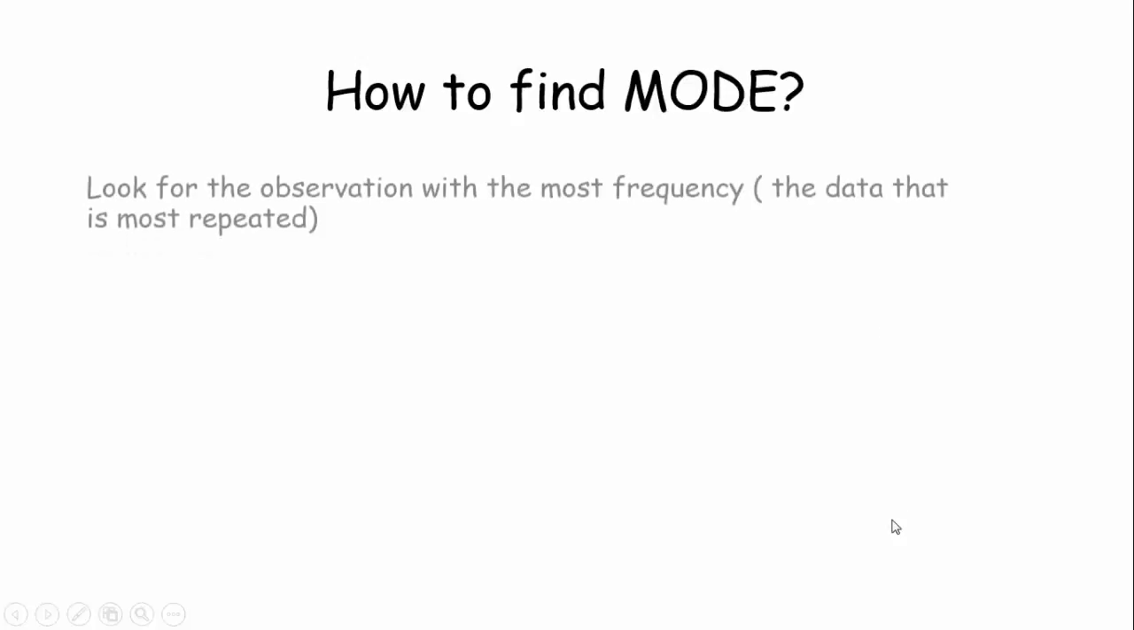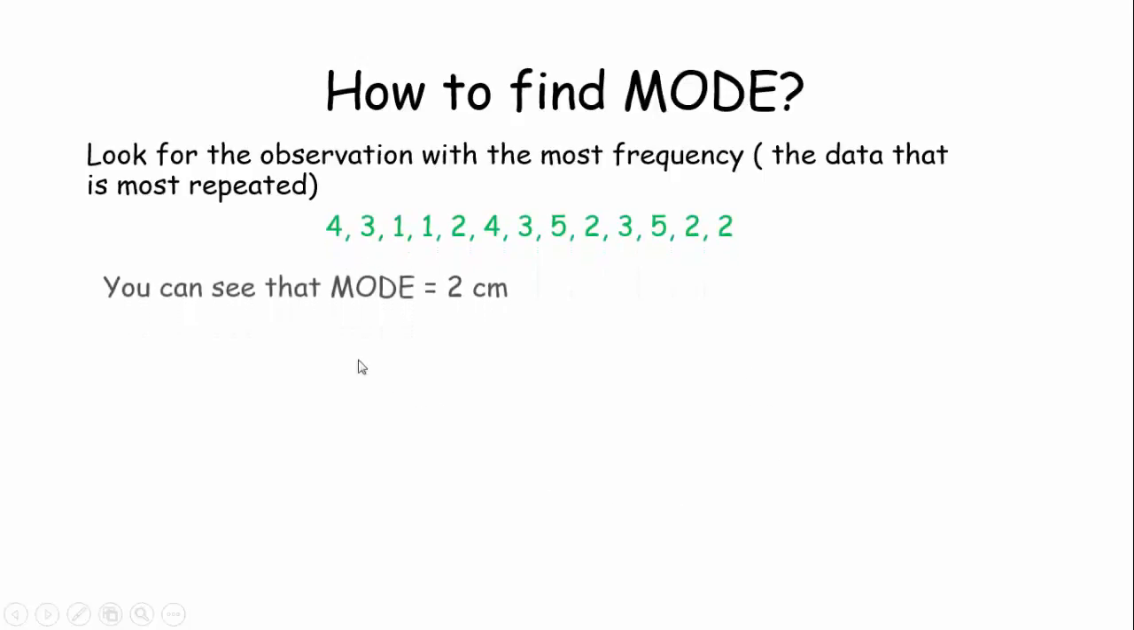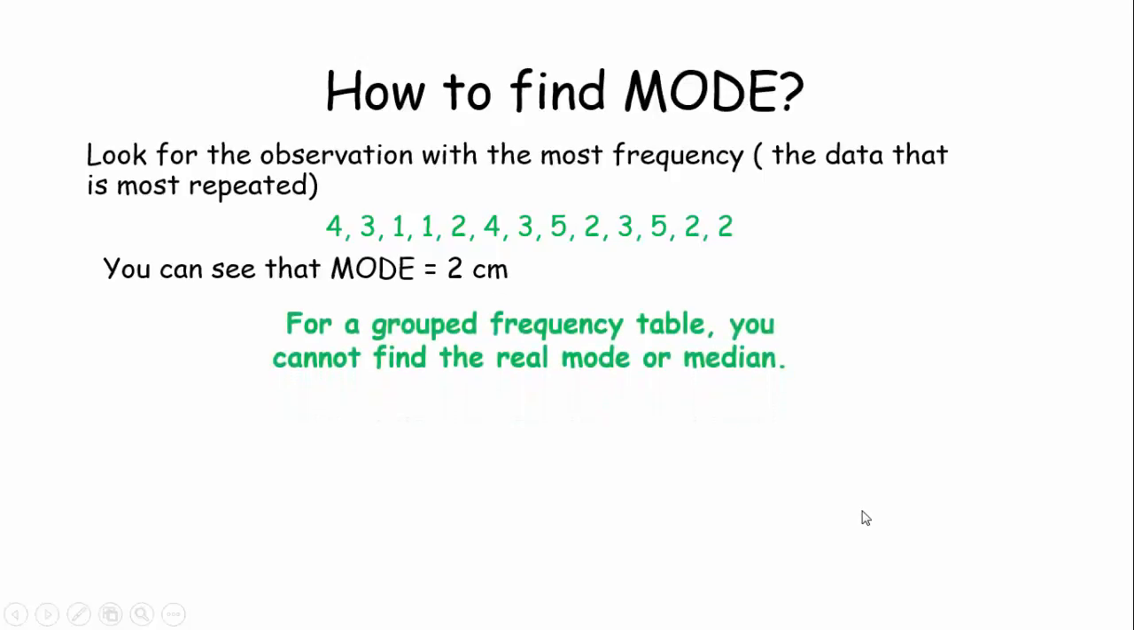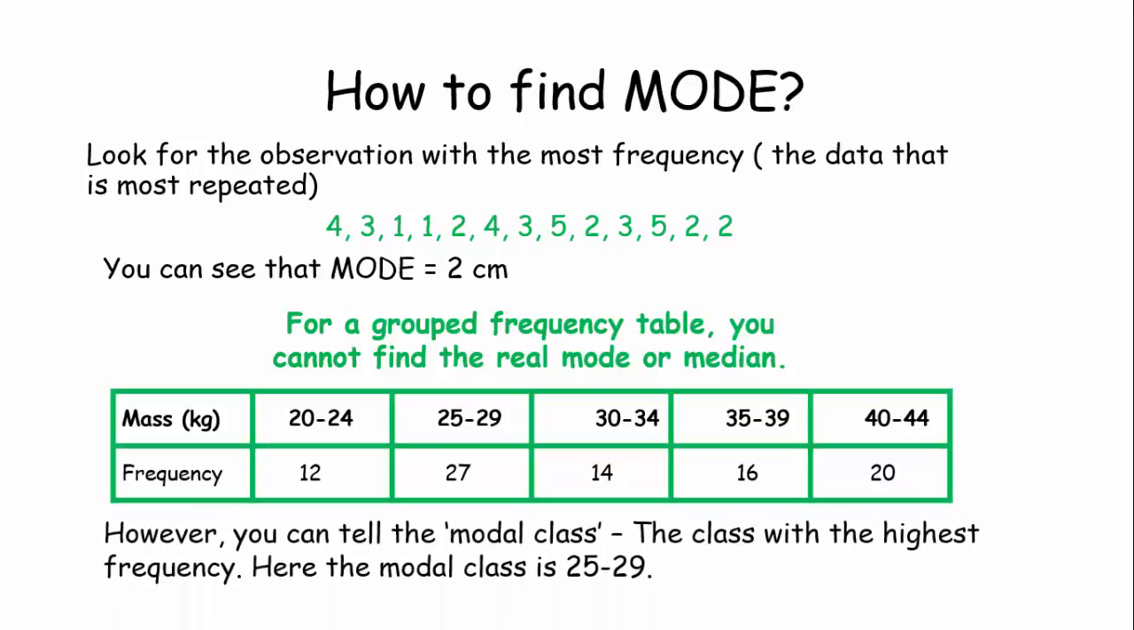How to find mode? Mode is the data that is most repeated. So obviously it will have the highest frequency, and here you can see that 2 is repeated the maximum number of times, so mode is 2 centimeters. For a grouped frequency table, you really can't find the mode or median, but you can simply say that the modal class will be the class between 25 and 29. Why? Because it has the highest frequency.